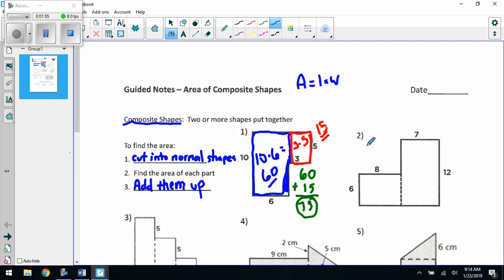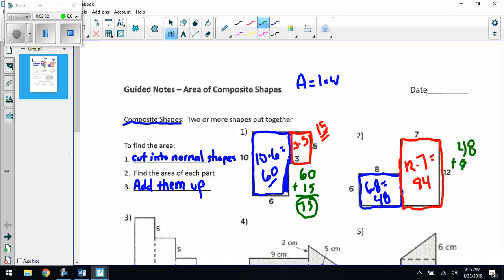Let's take a look at number 2 over here. We're going to do the exact same steps. So we're going to cut them into normal shapes. And here's our first one. We're going to find the area of the first one, length times width again. So 6 times 8, we know is 48. Second rectangle here. The length and the width in this case is 12 and 7. So we're going to multiply them together, and we know that gives us 84. And the final step is to add the 2 together, which gives us 132.